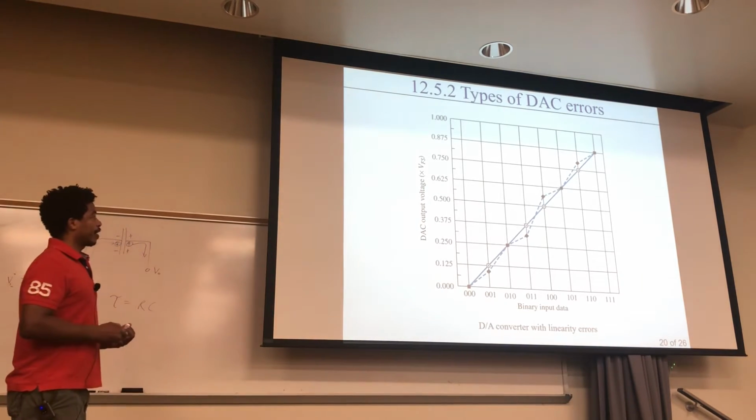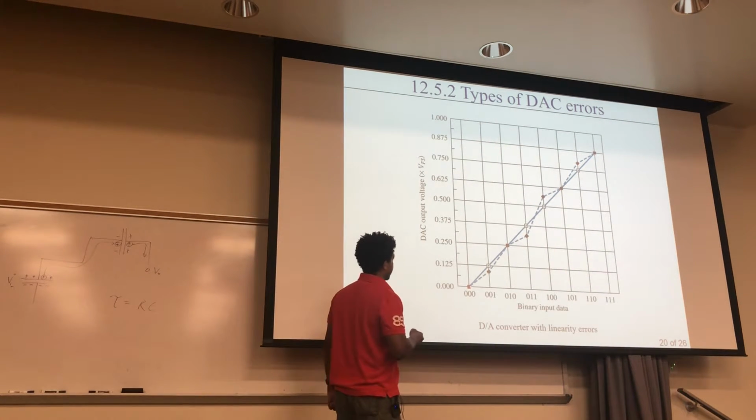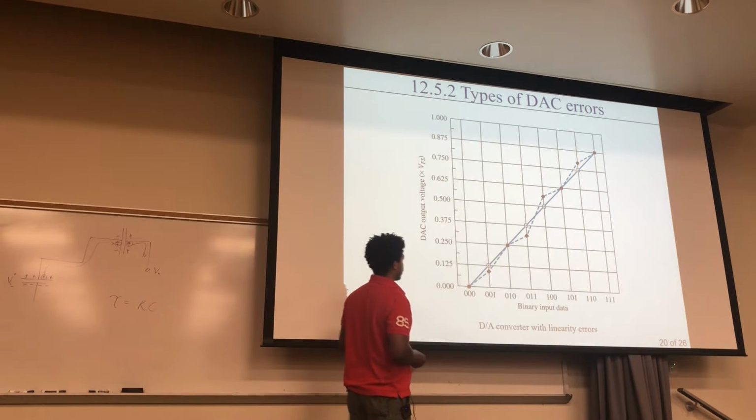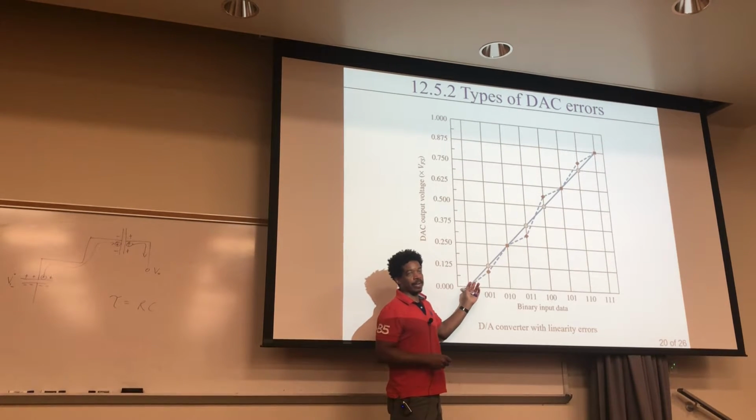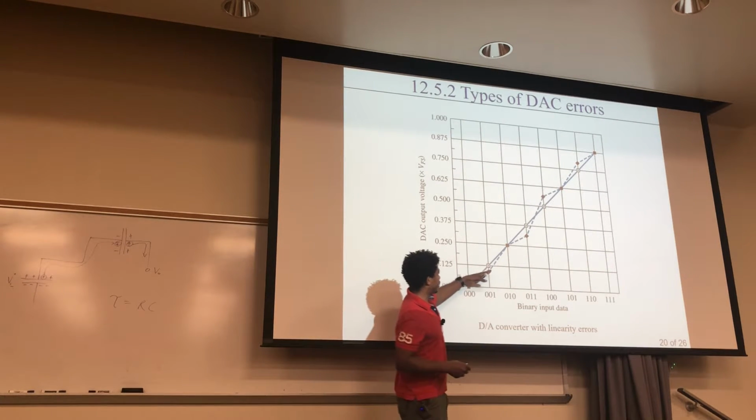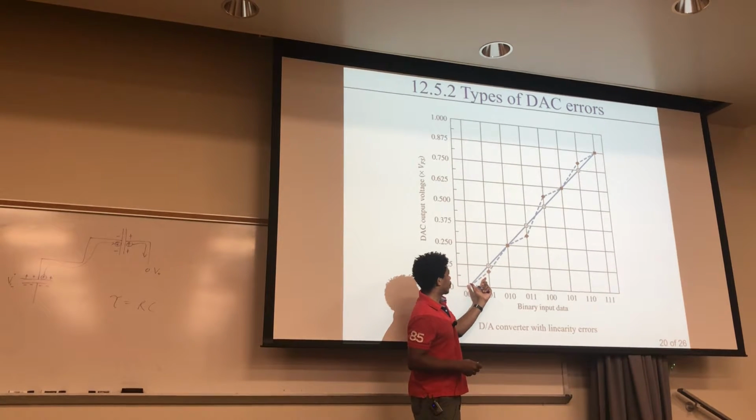Another type of error is linearity errors, where this straight line is the ideal case. Sometimes, and you'll see this in a second when I show you different kinds of DAC circuits, a lot of times these things can shift a little bit depending on what those ratios are, where you have a shift in your gain between those things.